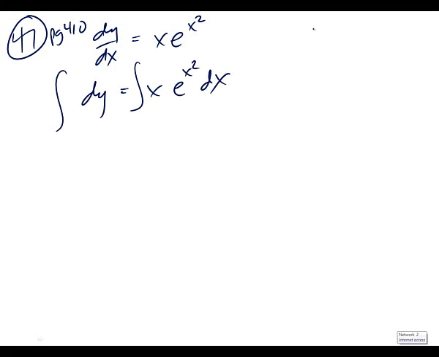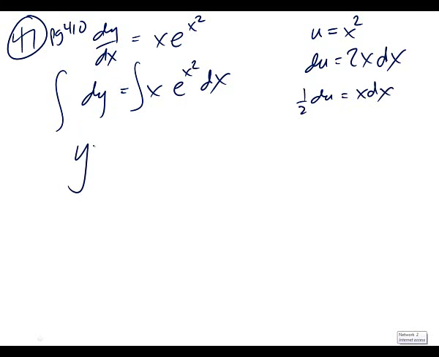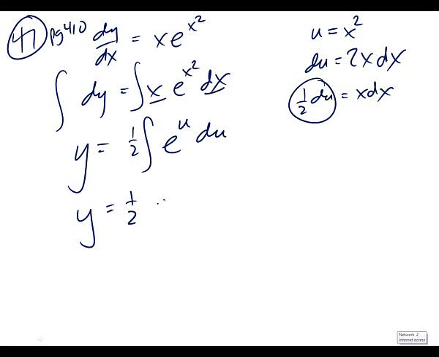Okay, so what's your u gonna be? Good. So du equals 2x dx, right? What do I have to do with this 2? Divide it. All right, when we integrate dy, what do we get? Y. E to the u. For the x dx, what are we putting in? 1/2 du. When we integrate e to the u, what do we get? E to the u. What's my u? X squared plus c.